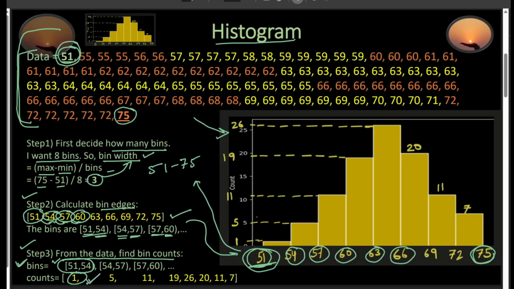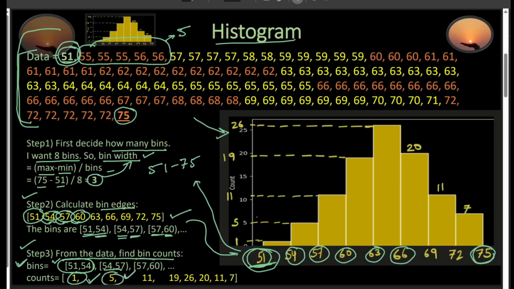Now once you know your count of 1, you do the next one. 54 to 57. Let's do that. Remember, you do not include 57, so it's going to be 55, all these elements right here. This is my count. So in this case it's going to be 5, right? There are a total of 5 elements over here. So this is how I came up with 5 right here.